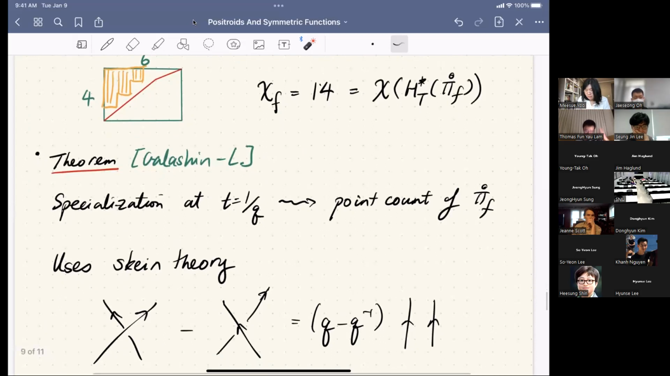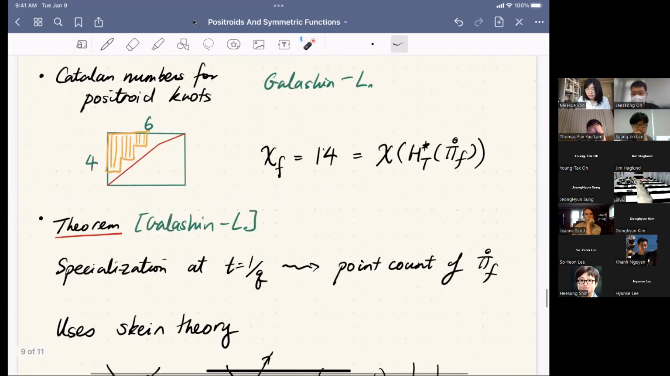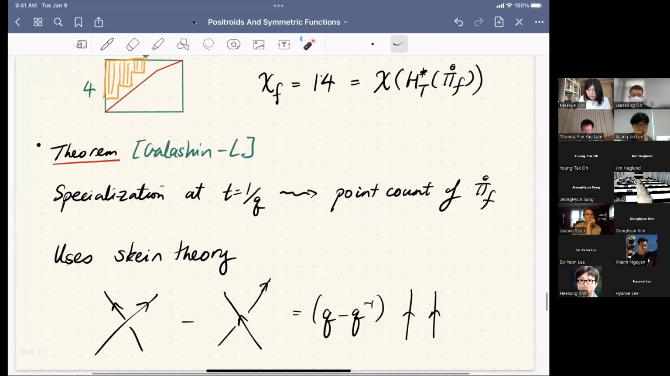Okay, so I'm nearly out of time, but let me mention that the part of the conjecture that we can prove is the specialization at t equals 1 over q. This specialization, t equals 1 over q, is well known in Macdonald theory, q,t-Catalan theory, as an interesting specialization with lots of special combinatorics. In terms of geometry, that corresponds to the point count.